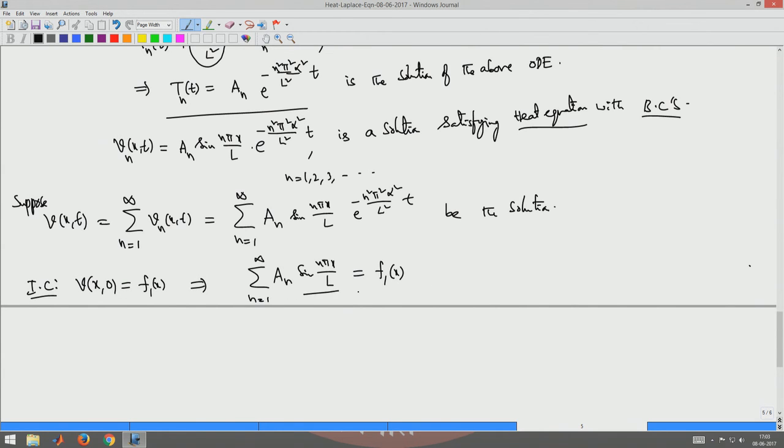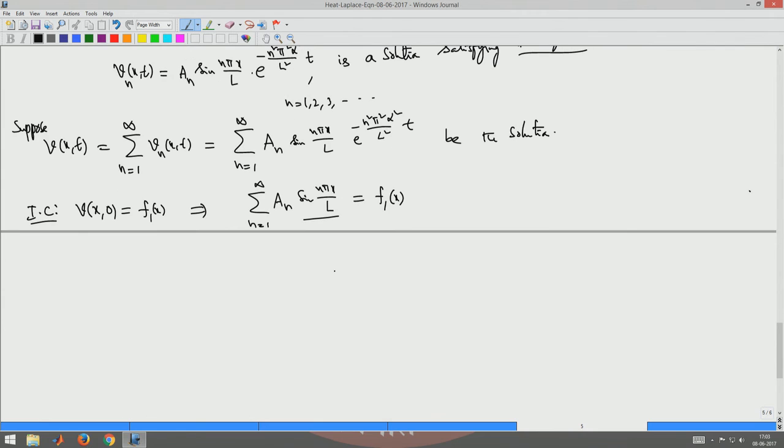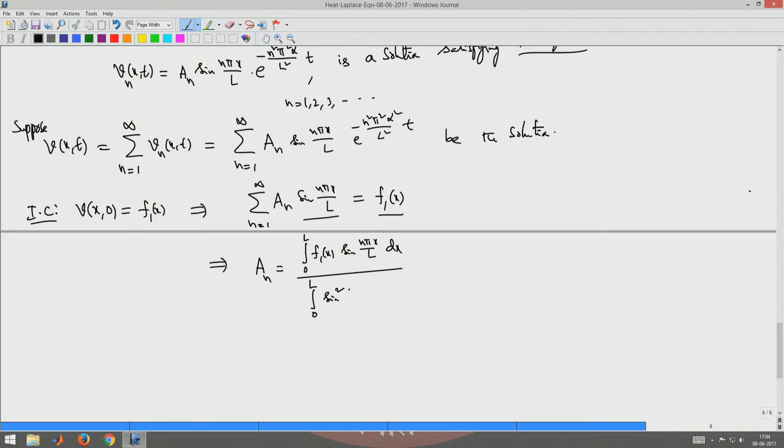Now, sin(n pi x by L), these are all eigenfunctions, these are X_n of x. These are a complete orthogonal set, that is from the Sturm-Liouville theory. So this implies I can get my a_n by simply multiplying by the same eigenfunction and integrating. That means you take the dot product with the eigenfunctions on both sides. So a_n is the integral of f1 of x into sin(n pi x by L) dx, divided by the integral from 0 to L of sin square(n pi x by L) dx. That is what remains, for n from 1 onwards.